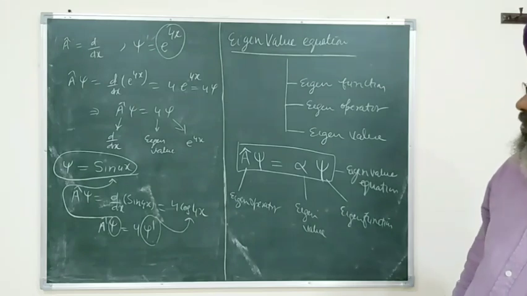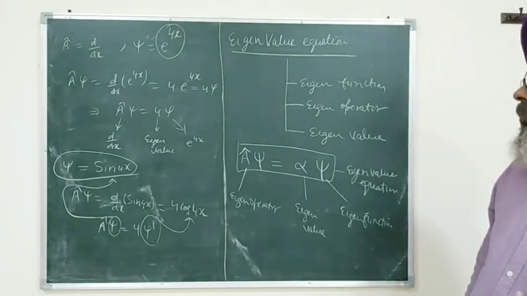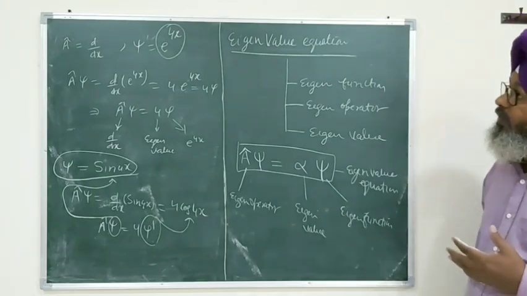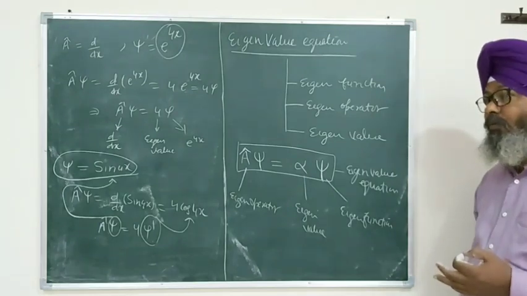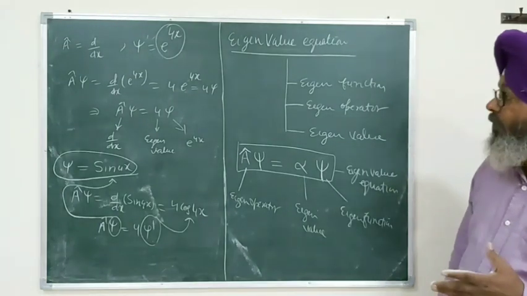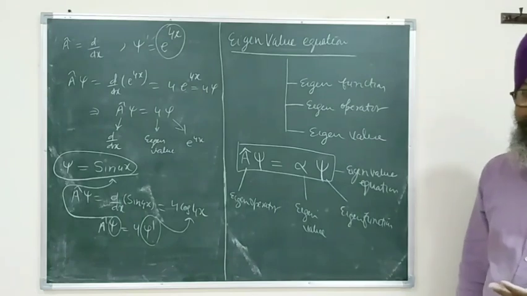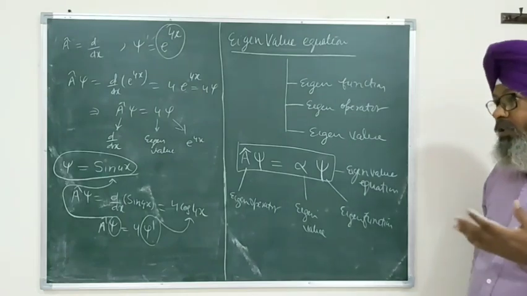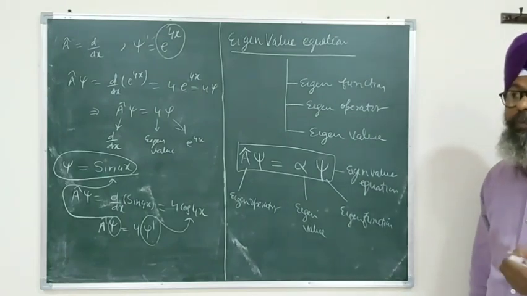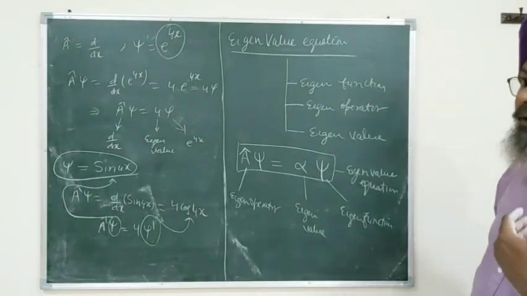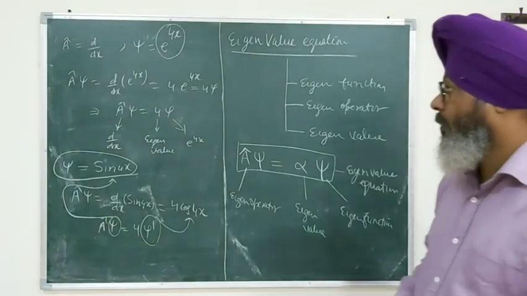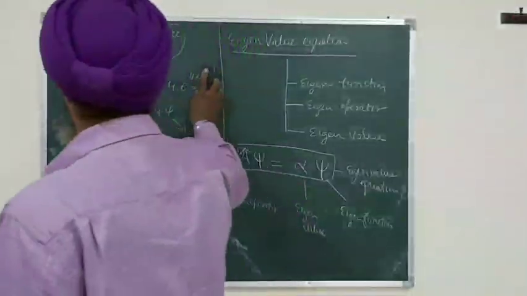So the straightforward conclusion drawn from this example is that different problems will give you different kinds of wave functions so that an eigenvalue equation is formed. A simple wave function of one problem may not fit into another problem. So you have to find the wave function for that.